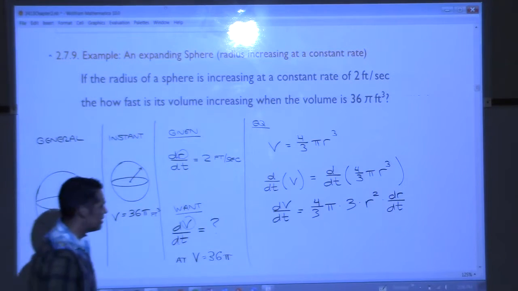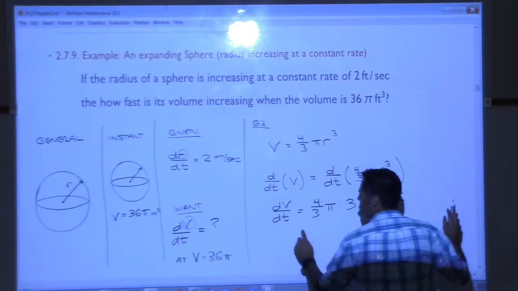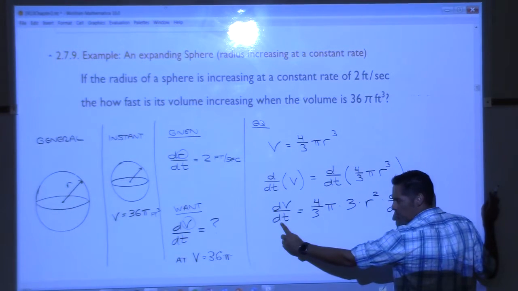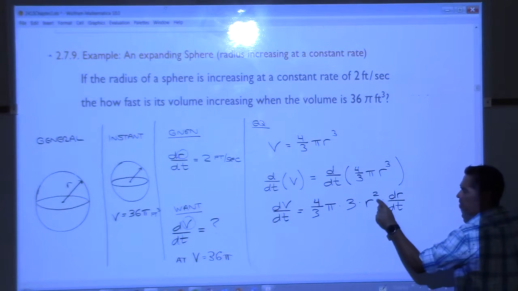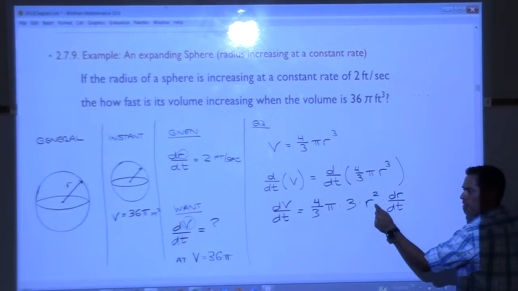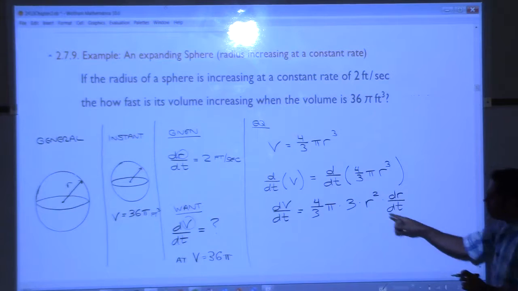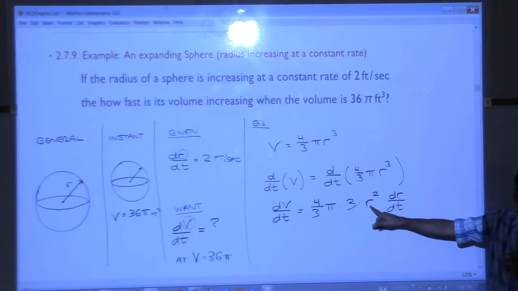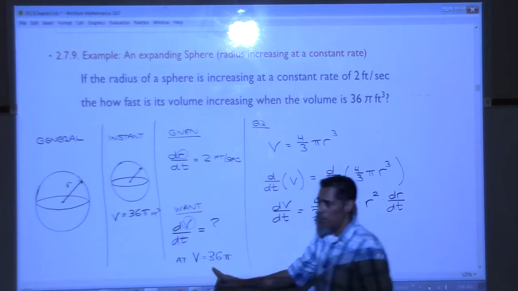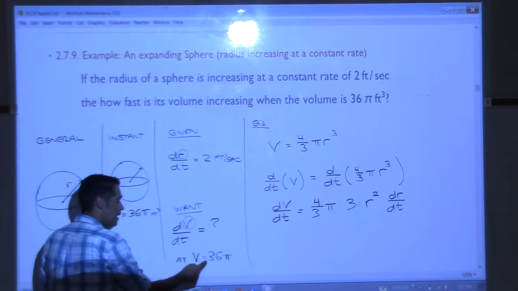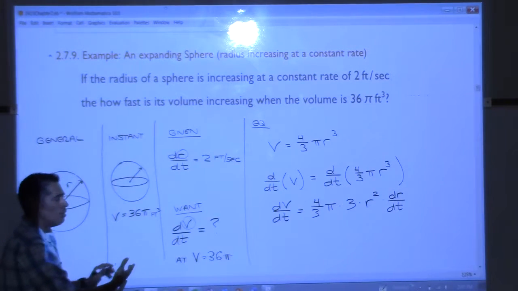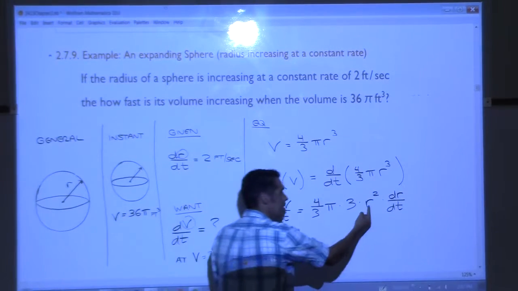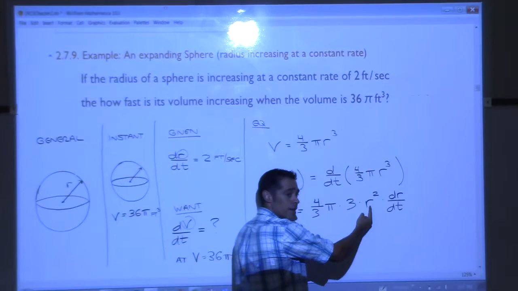All right, now we look at this. I like to look at this and just make sure I have everything here. dV/dt is what I'm looking for. Happy to see it. 4/3 pi times 3, don't care about. r squared, do I know what the radius is at the moment in time? Ooh, wait a minute, hold on. Do I know the radius at the moment in time? No, I don't. I know the volume at the moment in time, don't I? And if I know the volume, can I get the radius? Yes, I can. So r is not explicitly given to us here.